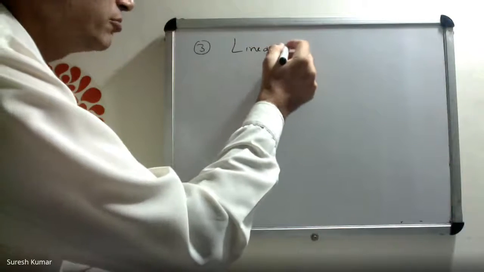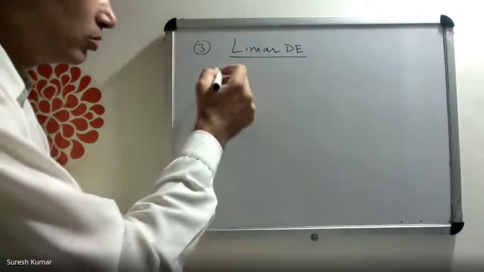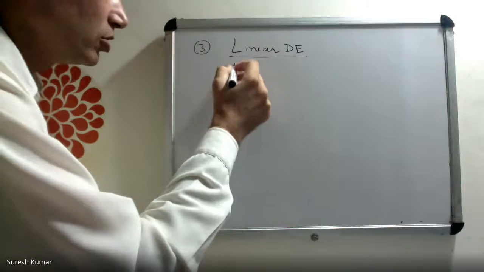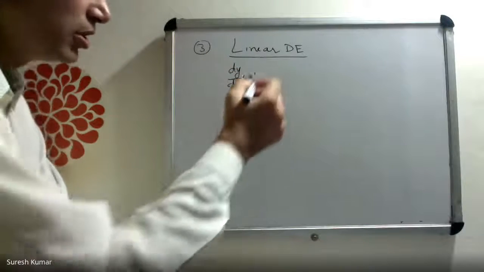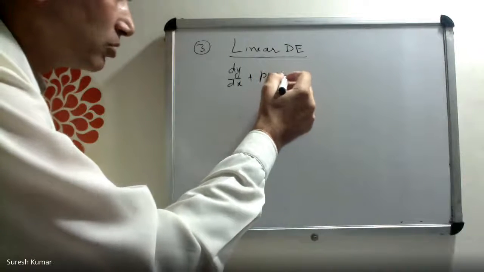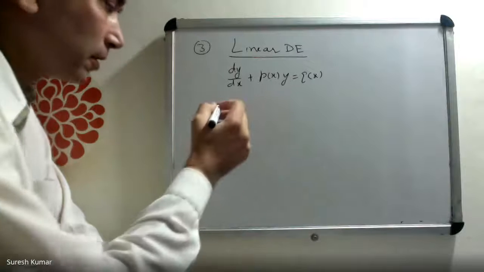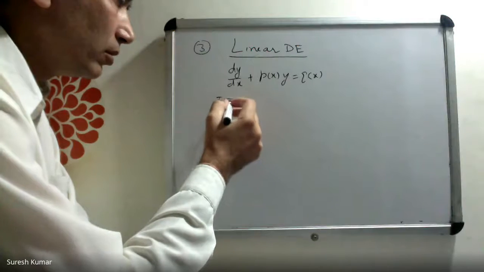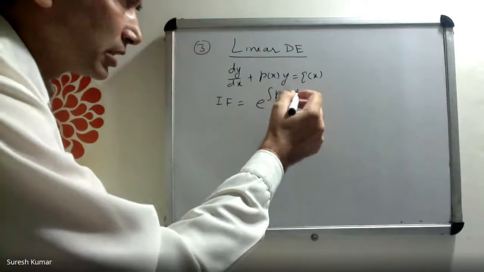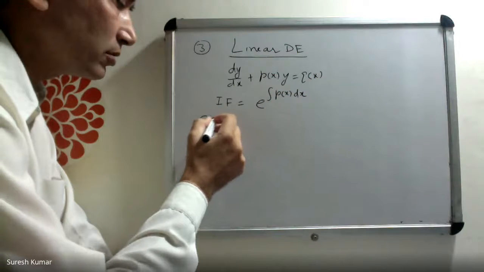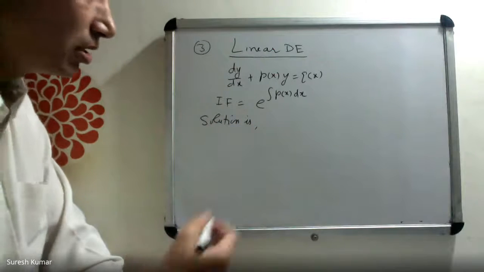What is a linear differential equation? First of all, you should know what a linear differential equation is. A first order linear differential equation is dy/dx + P(x)y = Q(x), where P(x) and Q(x) are functions of x only. We proved that its integrating factor is e^(∫P(x)dx), and its solution is, remember the solution formula directly, that would be better.